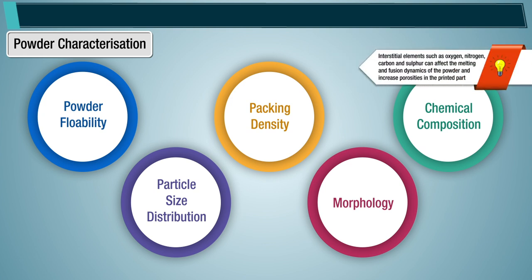Note: interstitial elements such as oxygen, nitrogen, carbon and sulfur can affect the melting and fusion dynamics of the powder, and increase porosities in the printed part. Powders must be free from foreign particle contamination, such as from other material batches at the powder production plant, or debris in processing, recycling equipment.